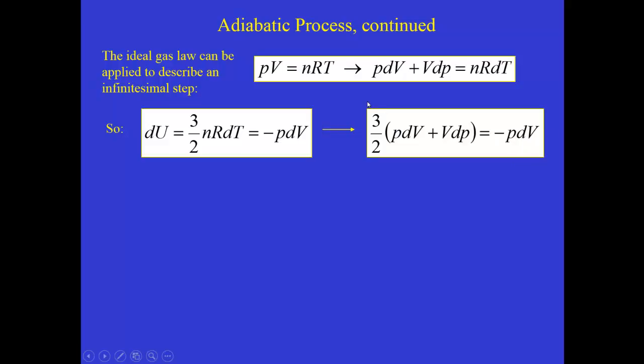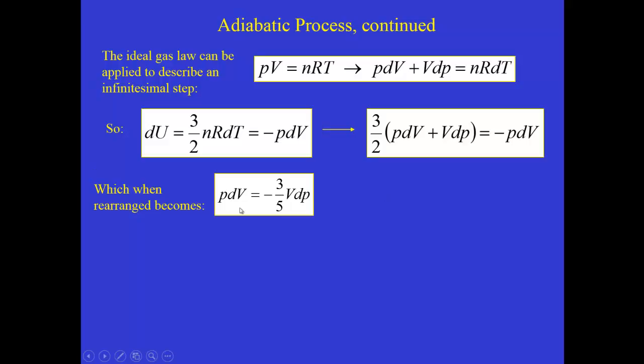So let's go ahead and multiply both sides by 2/3 and then combine the pdV terms, and what we're going to get when we rearrange this is that pdV is equal to minus 3/5 VdP. So I've skipped a couple of steps algebraically, but that's what the result turns out to be. Now, what good is this? Well, when you see an equation like this, where there are changes in two different variables involved, it's a very simple form of a differential equation.